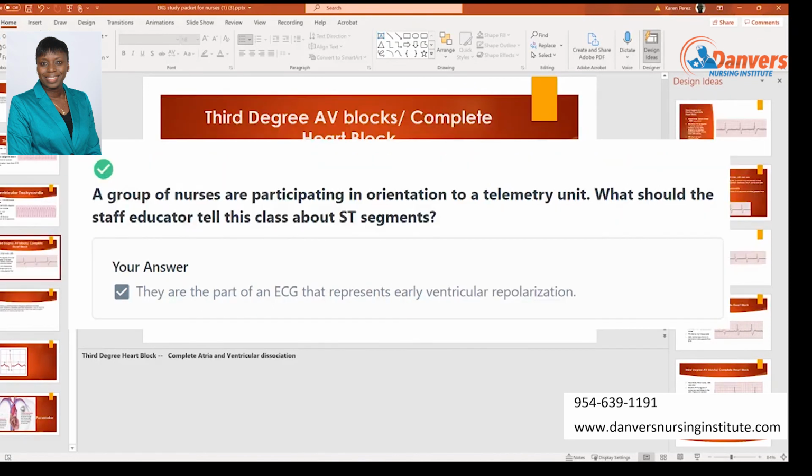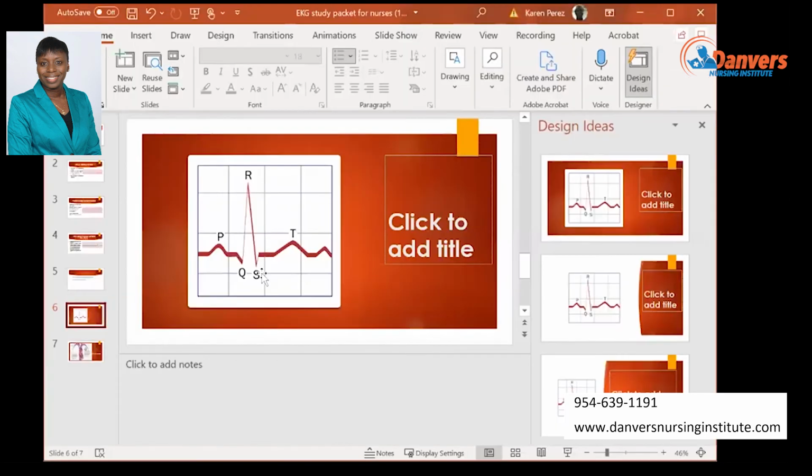Next question. A group of nurses are participating in orientation on a telemetry floor. What should the staff educator tell them about the ST segment? And I'm going to show you this graph. So this is the ST segment right here. This is the S, this is the T. And remember that this is now the relaxation, because this is the ventricle contracting. Once it comes down from that contraction, then it's going into the relaxation.